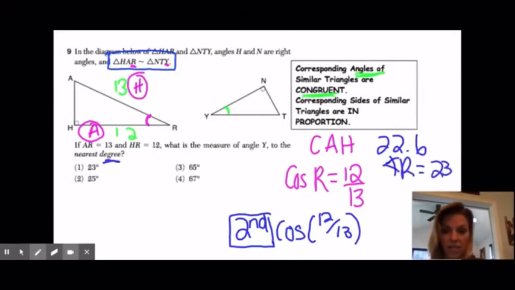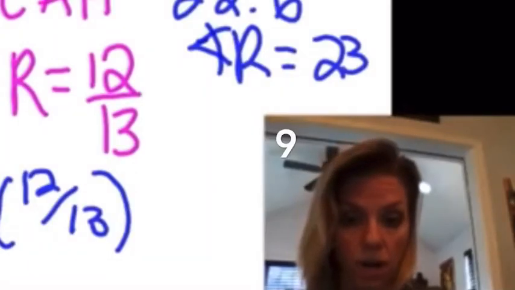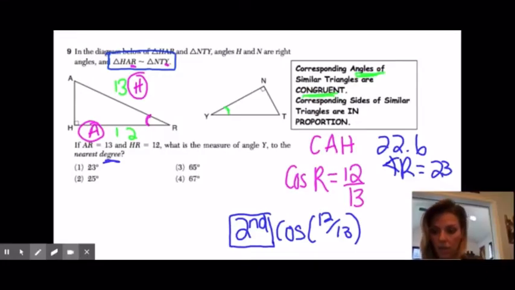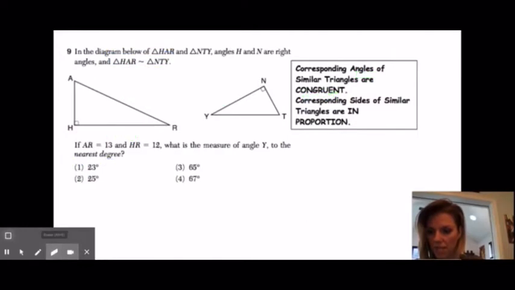And we said in the beginning that angle R and angle Y are congruent. So if angle R is 23 degrees, then angle Y is also 23 degrees. Here we go, off to a good start. Let's erase this and move on.